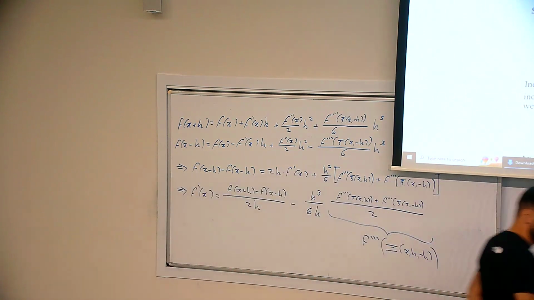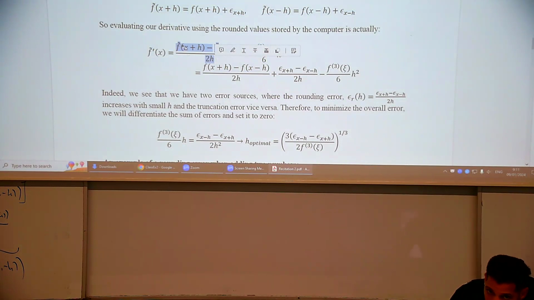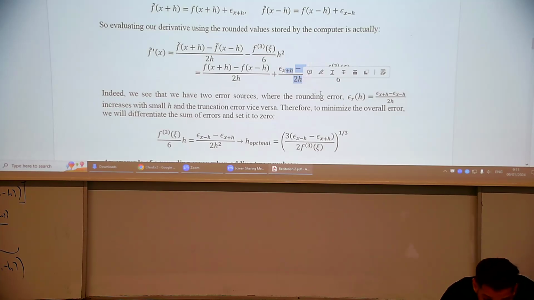So I write these down. And now the derivative that he thinks is the derivative is this. Yes, that's the derivative that he calculates. So the error from the round off errors is the epsilon that was in f of x plus h minus the epsilon that was in f of x minus h, divided by 2h. Okay, so we have two errors: the truncation error and the round off error.